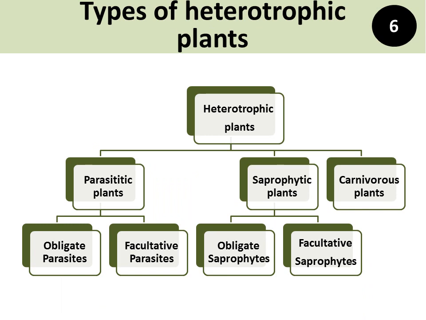Basically, heterotrophic plants are classified as parasitic plants, saprophytic plants, and carnivorous plants. Parasitic plants are further categorized into obligate parasites and facultative parasites. In a similar way, saprophytic plants are also categorized into obligate saprophytes and facultative saprophytes.